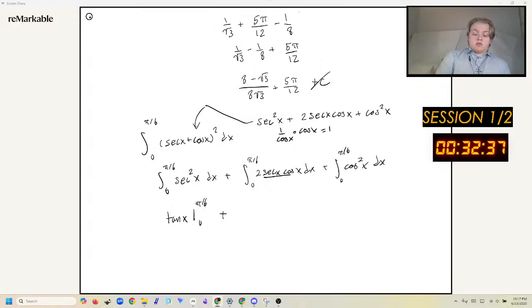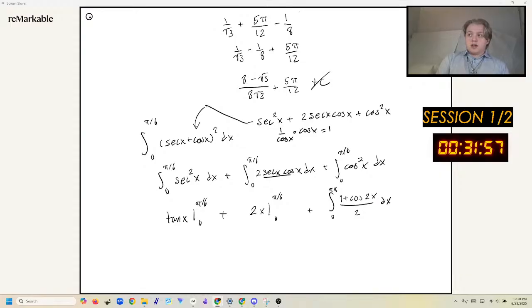So we have 2 times 1. What we really have is 2. The integral of 2 is 2x. So we have 2x from pi over 6 to 0, and then finally we have the integral of cosine squared x. Now here we're going to use one of our half angle formulas. So cosine squared x is equal to (1 plus cosine 2x) over 2. And again, that's the integral from 0 to pi over 6 dx.